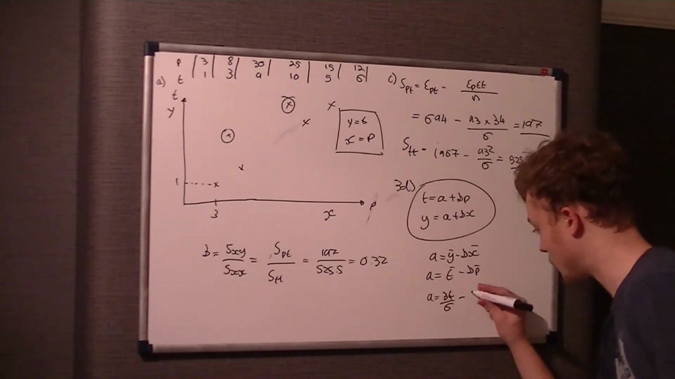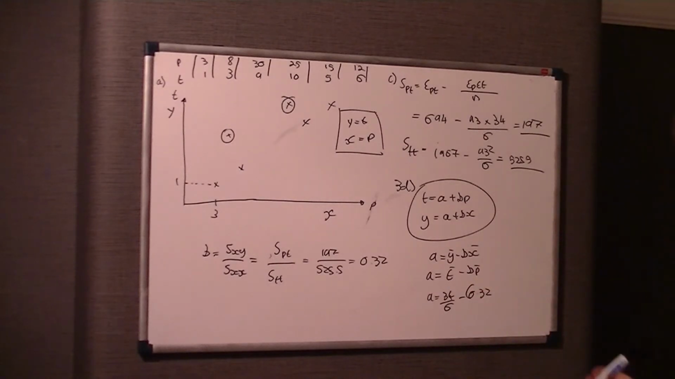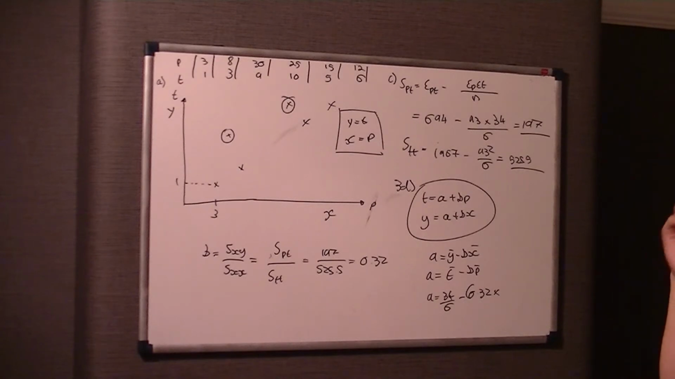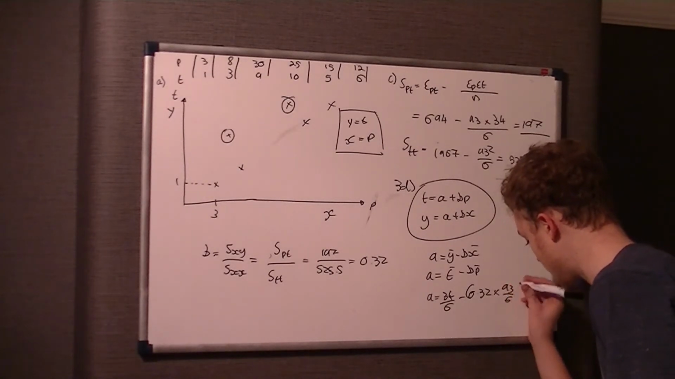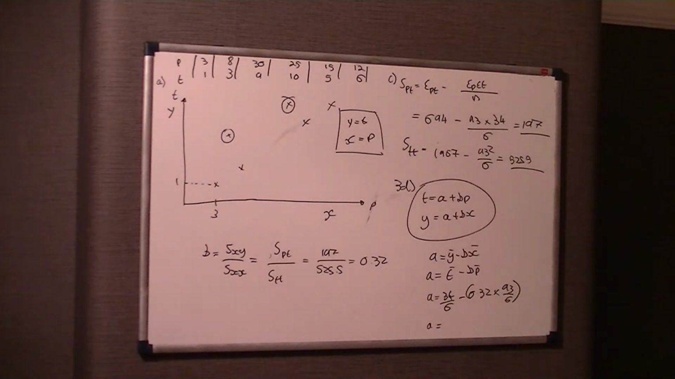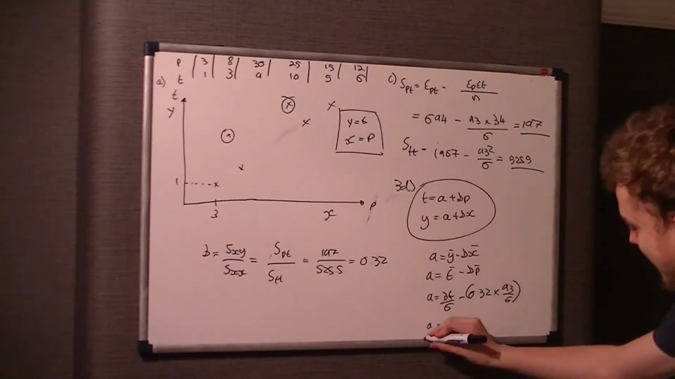Take B, which is 0.32. But this is why it's good to keep in your calculator. Take 0.32 times P bar. Now we said sum of P was 93, so it's 93 over 6. Obviously you could work that out to a specific value. Then you would get a value for A, which is equal to 0.74 rounded. So we've got our values for A and B.